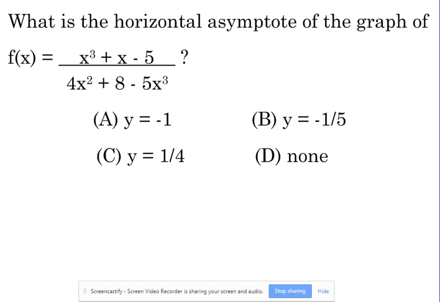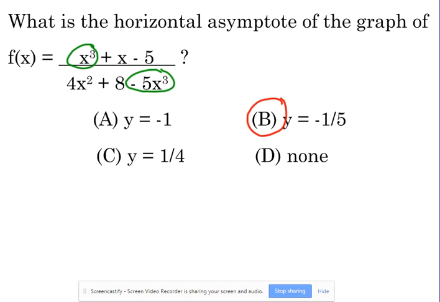Guess what? The answer is B. Some of you probably chose C, 1/4, because you were just looking at what's in front. But you've got to pay attention to the details. They love to do this. You've got to pay attention to the highest power in the numerator and in the denominator. So the bottom's not in standard form. You've got to go looking for the highest power. So it's x cubed over negative 5x cubed. So it is negative 1/5.